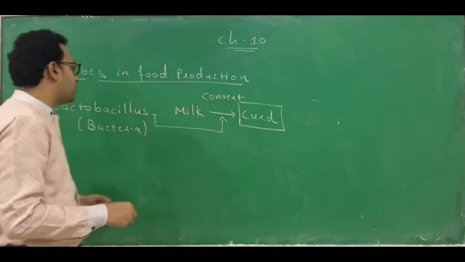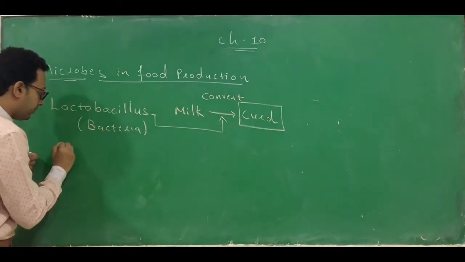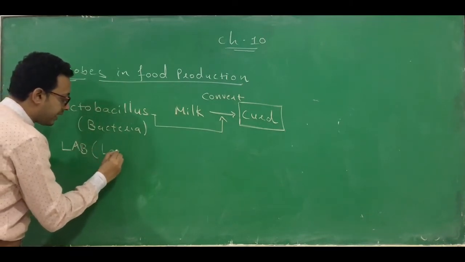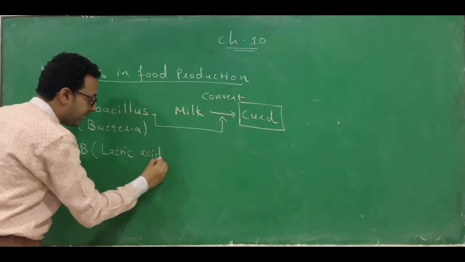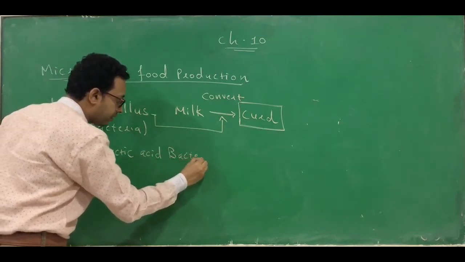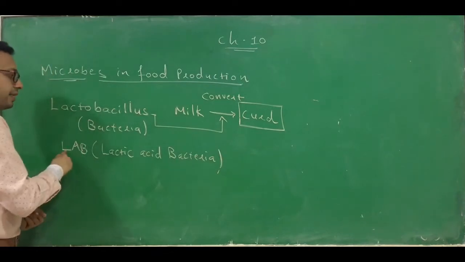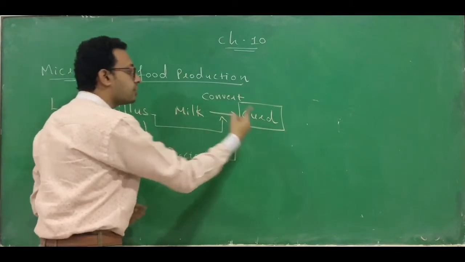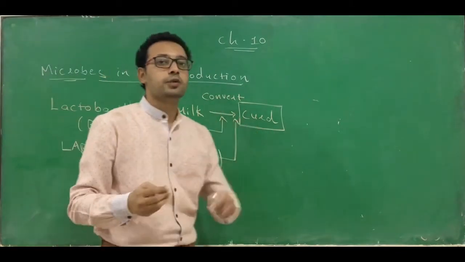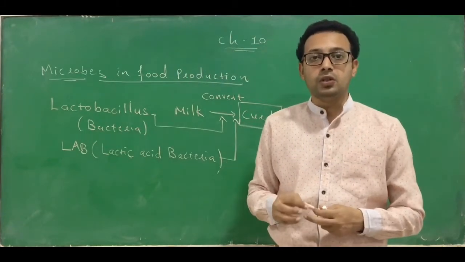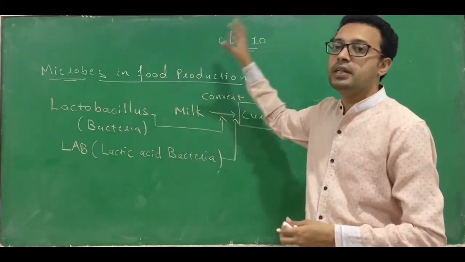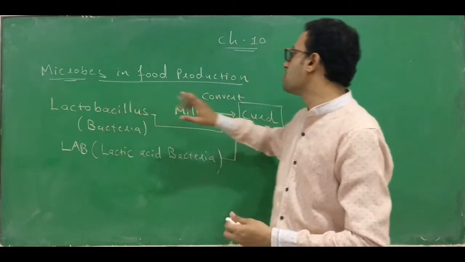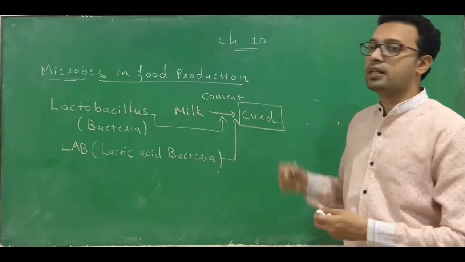Apart from Lactobacillus, some other bacteria like LAB, which you can also call lactic acid bacteria, are also useful in the conversion of milk into curd. LAB is the full form of lactic acid bacteria. And thus curd is prepared. So this is the first use of microbes in the production of food. Lactobacillus or lactic acid bacteria, both are useful in the conversion of milk into curd.